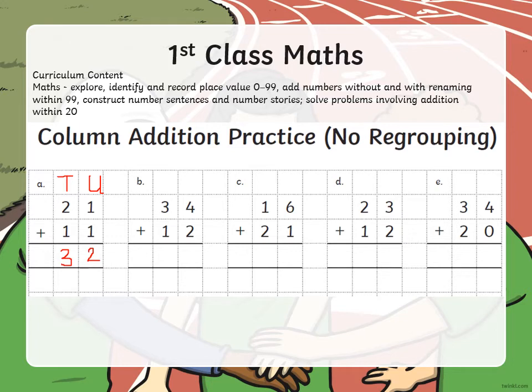Now, boys and girls, I want you to copy down A, B, C, D, and E and show me your 2-digit addition with your tens and units clearly labelled, please. Send me a photo and upload it on your Class Dojo portfolio when you're done. Best of luck, boys and girls.